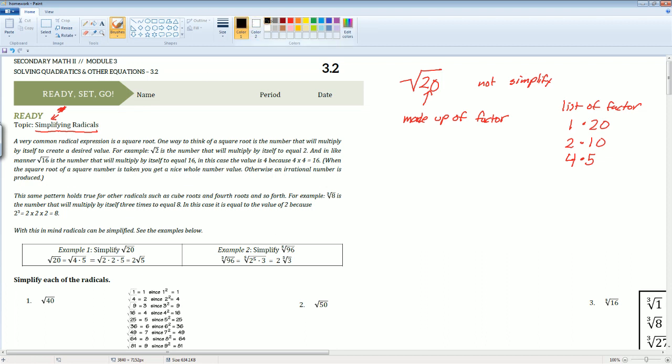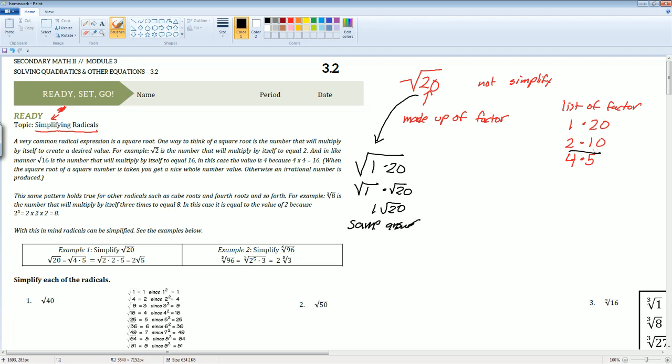So let's take a look. Let's say I break this up into 1 times 20. Does that help me? No, because the square root of 1 times the square root of 20 is just 1 times 20. This doesn't do anything. It gets you the same answer.